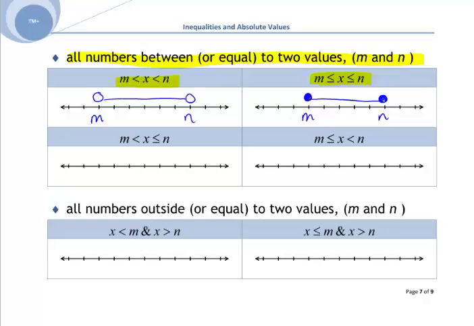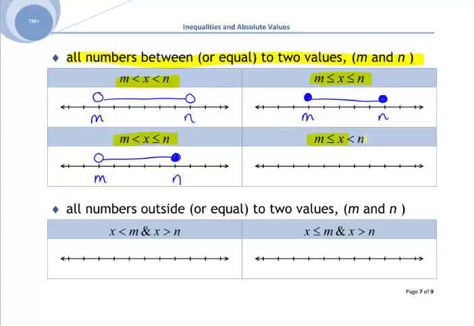We can also have a combination of less than or less than and equal to symbols. So here I've got m is less than x, which is less than or equal to n. So if I put my m and my n, m is less than x but not equal to, so I open circle. X can also be n. X is less than or equal to n, so that's coloured in, and then it's anything in between.